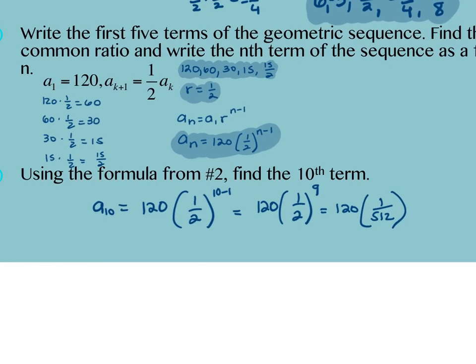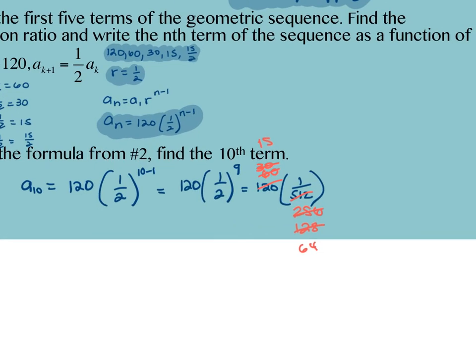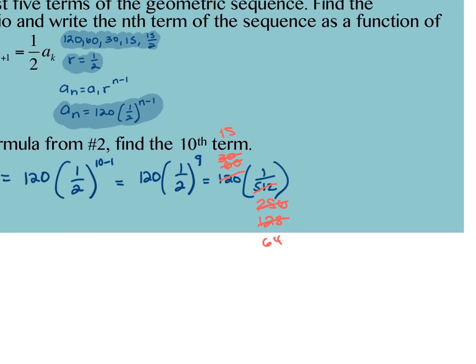Now 120, you can see if it goes into 512. Okay, it's not going to, but I know that they're both divisible by 2, so I can start there. 512 divided by 2 is 256. 120 divided by 2 is 60. Then I can divide that by 2, that's 30. That's 128. I can keep going. 15 over 64. So I have 15 over 64.